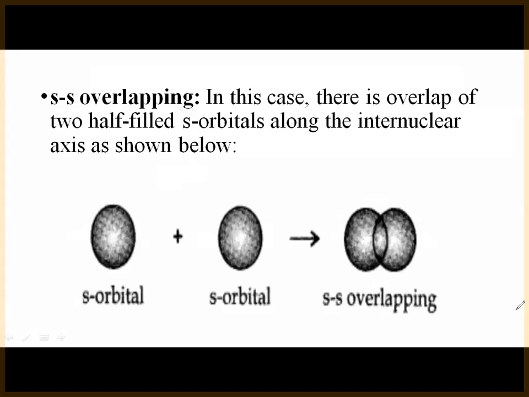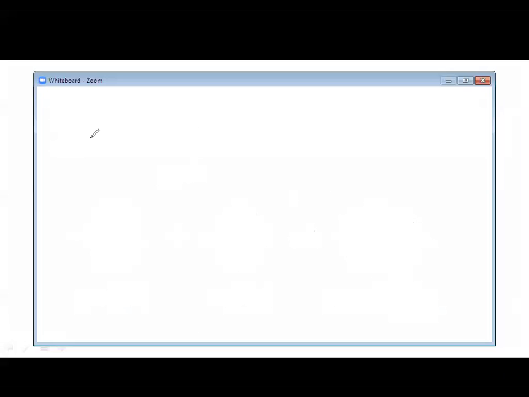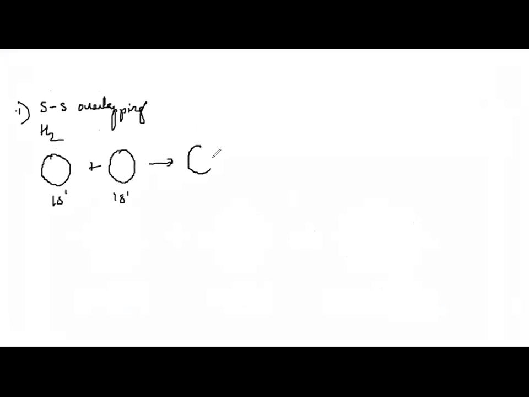Example: I can quote an example for s-s overlapping. The example is the formation of the H2 molecule. Hydrogen has a 1s1 configuration, plus one more hydrogen atom with a 1s1 configuration. So yes, they will come closer and form an H2 molecule. So this is said to be s-s overlapping.